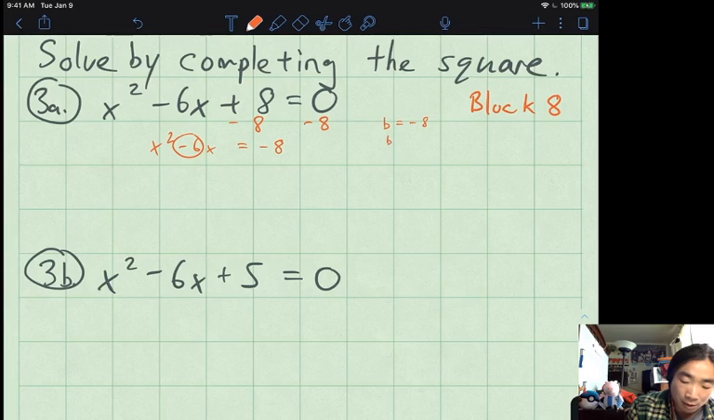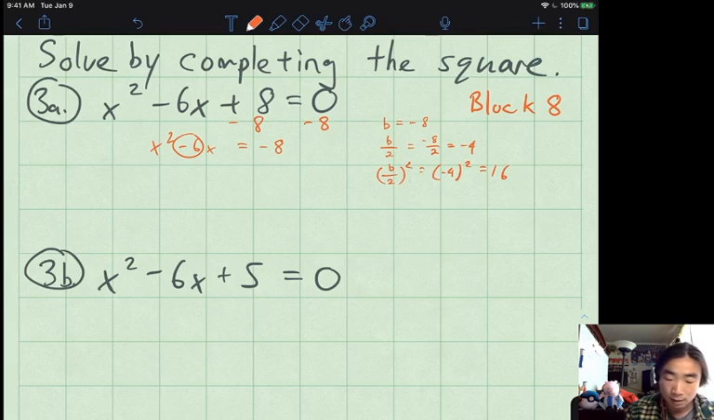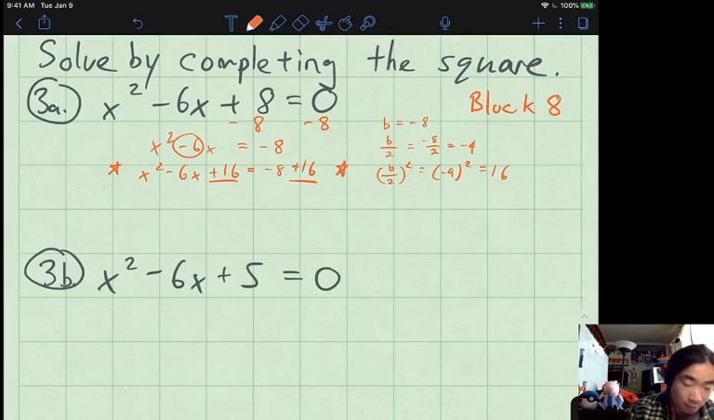You'll notice me writing each of these steps out so that your notes make sense. B over 2 is negative 4. B over 2 squared is negative 4 squared, which gets you 16. That's what we need to add on to this equation. You'll see me underline them a lot and drawing some stars by it, because that's a reminder that this is the new step.